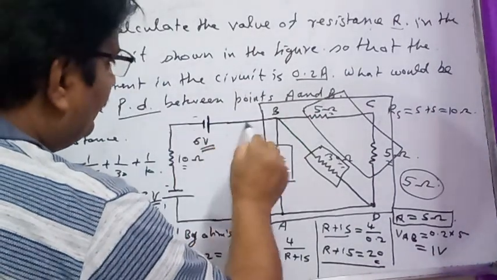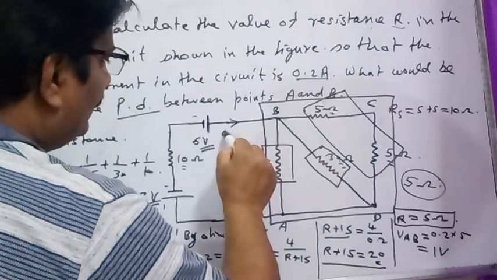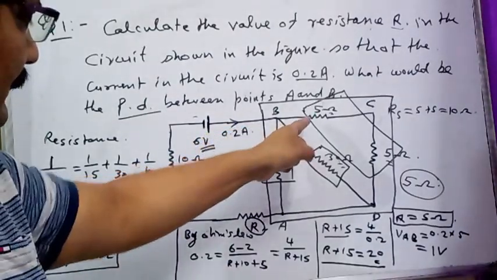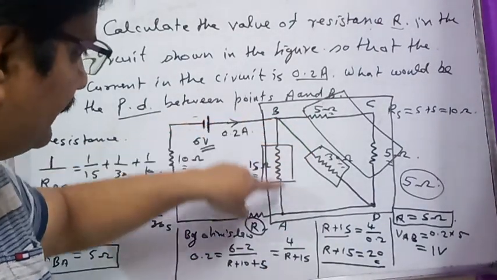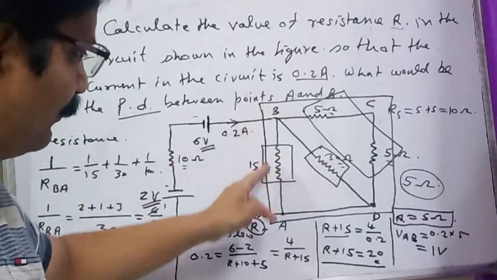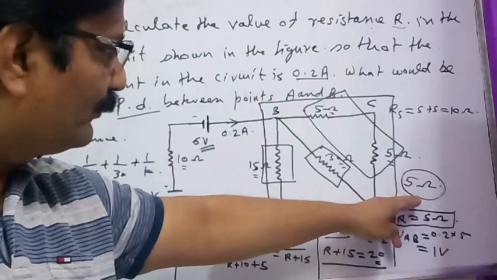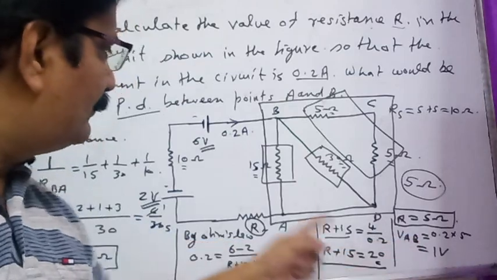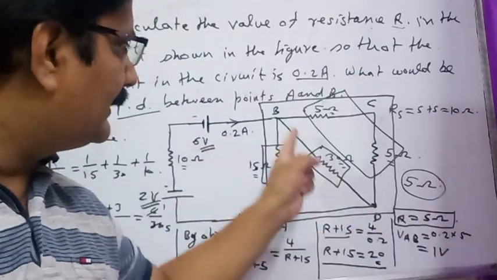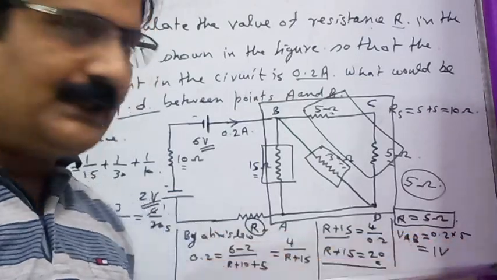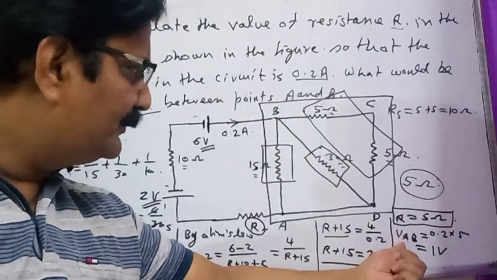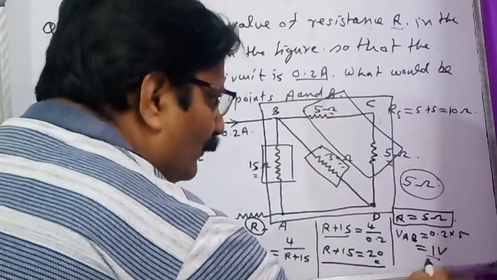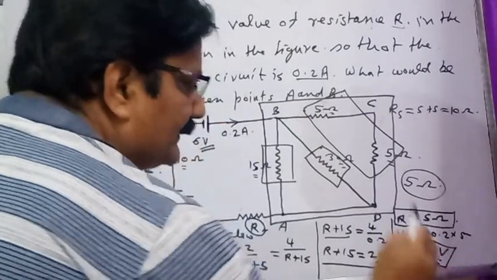And as the current flowing in this circuit is 0.2 ampere, what is going to be the potential difference between points A and B? As we know, the total resistance of this part of the circuit is 5 ohm. So the potential difference across A and B, VAB, is equal to current multiplied by the total resistance of this part of the circuit, 0.2 multiplied by 5. After calculation, the potential difference across points A and B is equal to 1 volt. This is the second answer of this question.